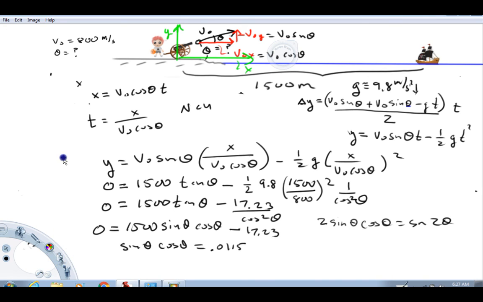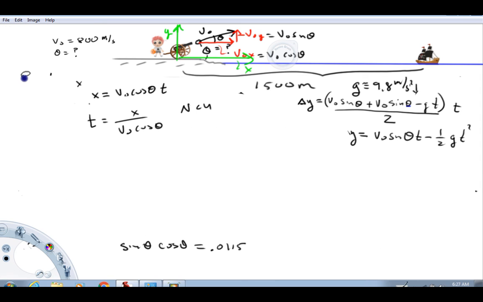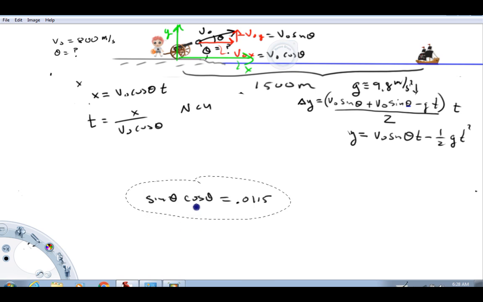Actually, I need some more room here. I'm just going to get rid of this. Okay. And again, I'm going to take this and just move this up where we can work on it.